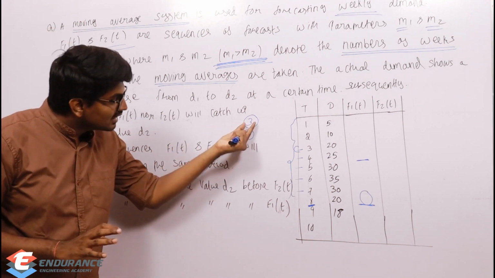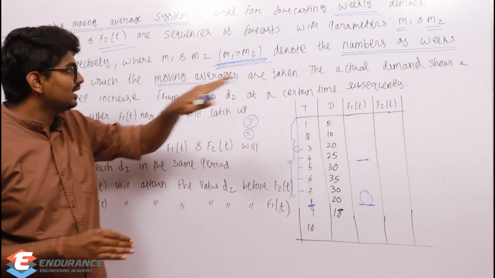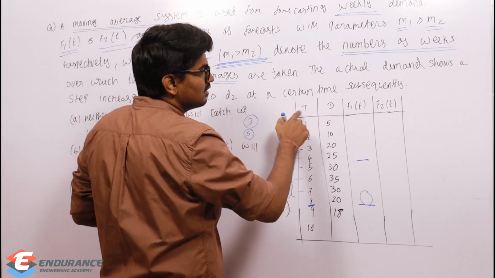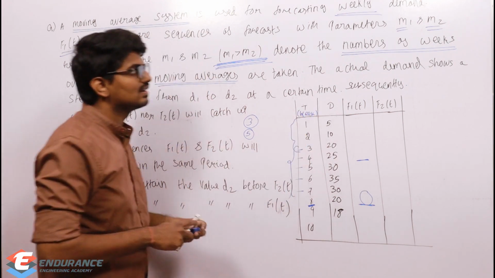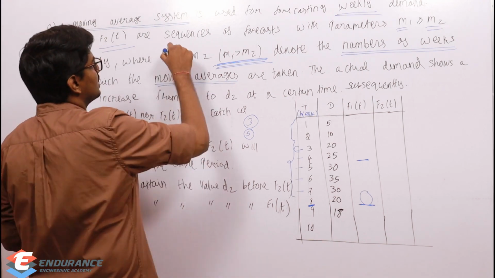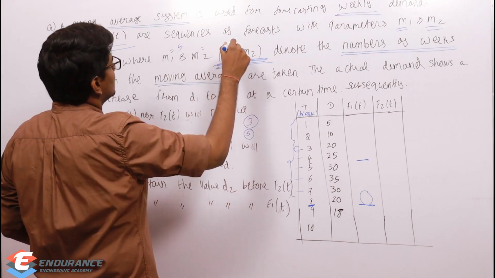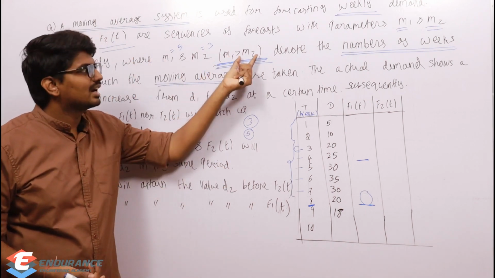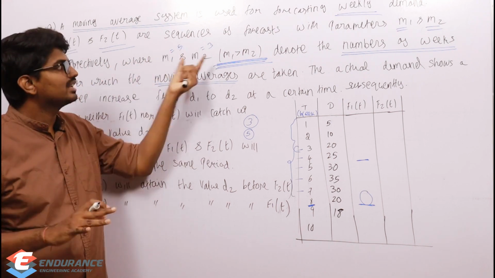Here also they are giving this value only. M1 and M2 are nothing but the number of weeks. Why weeks? Because generally we take this as periods, but here we are taking weekly values. So it is the number of weeks over which the moving averages are taken. For example, let me take M1 as 5 and M2 as 3, just for an example. Why am I taking 5 and 3? Because M1 is greater than M2. You can take any value of M1, which has to be greater than M2.